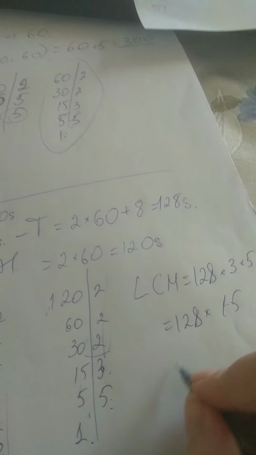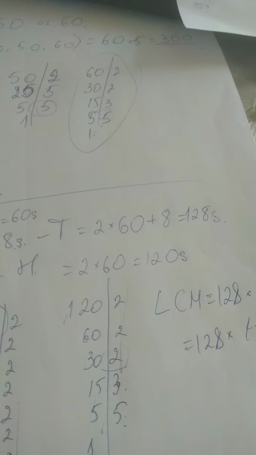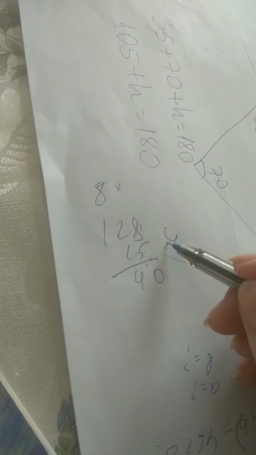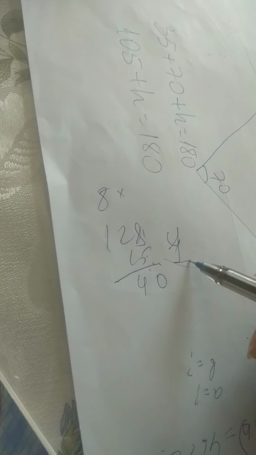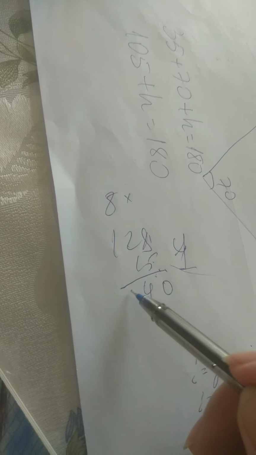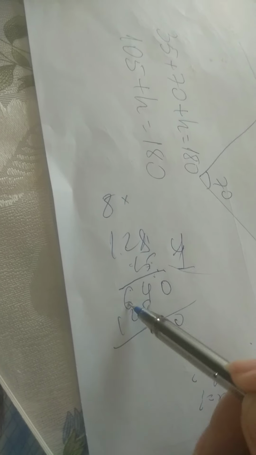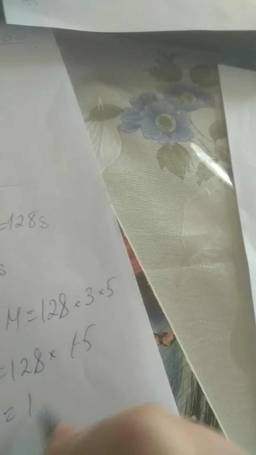Okay, so 128 multiplied by 15 is what? Here I just multiply. 5 times 8 is 40, write 0 and carry 4. 5 times 2 is 10, plus 4, 14, and 1 there. And then 1 times 128, so it's equal to 1920 seconds.